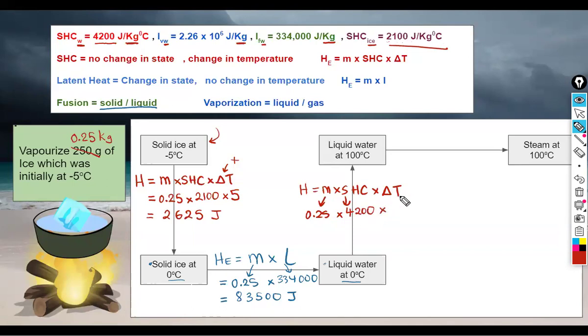And how much is the change in temperature? What are we going to put for the change in temperature for that portion of the question? 100. Correct, guys, because it went from 0 to 100. So multiply that out. That's how much energy.